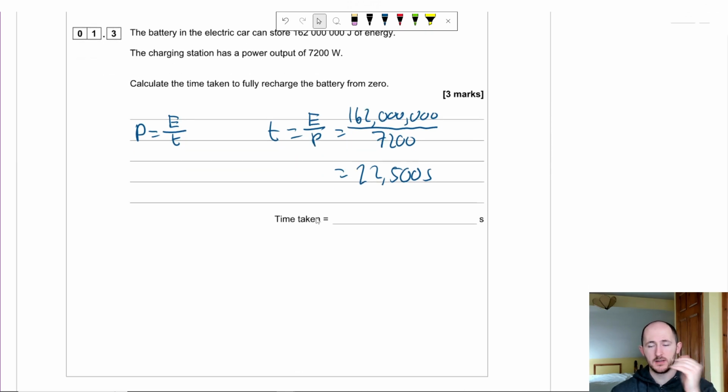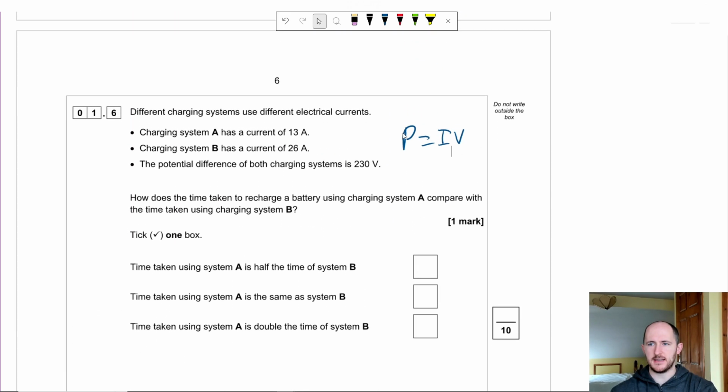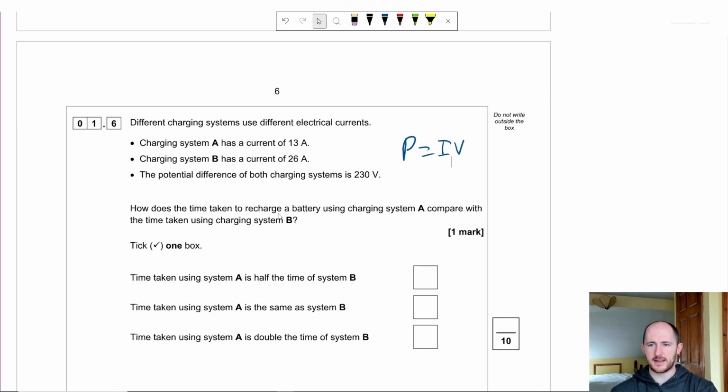What's the power? Hopefully you can see that the only thing that affects the time taken to recharge the battery is the power. Now, it says the only difference between these two charging systems is the current. So I need to think of an equation that links power and current, and of course that's the power equation, P equals IV.